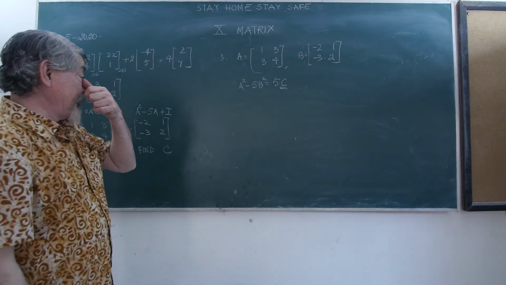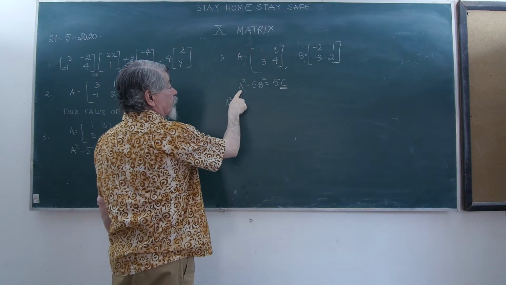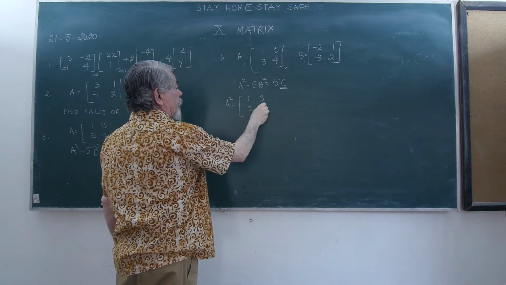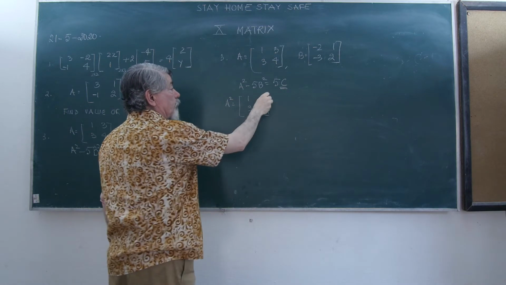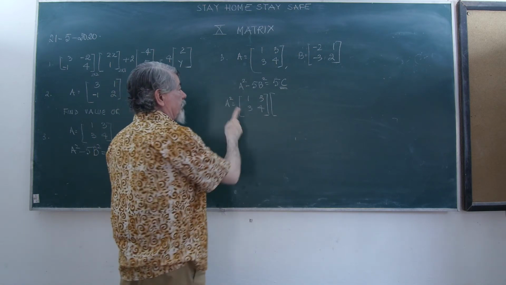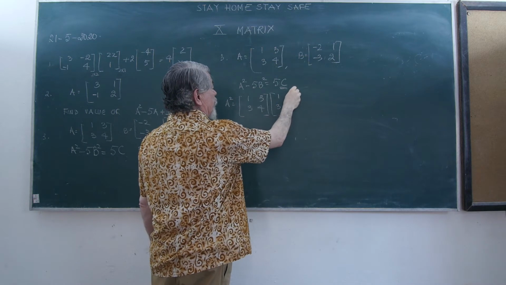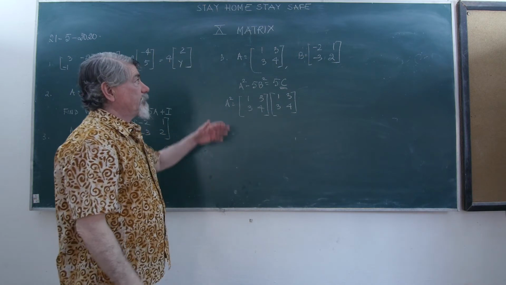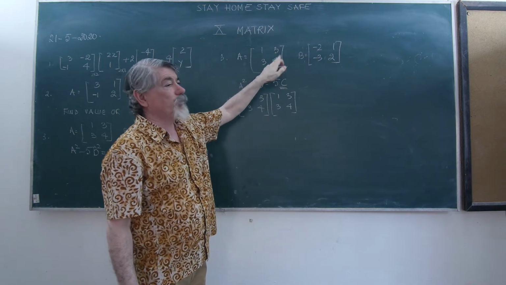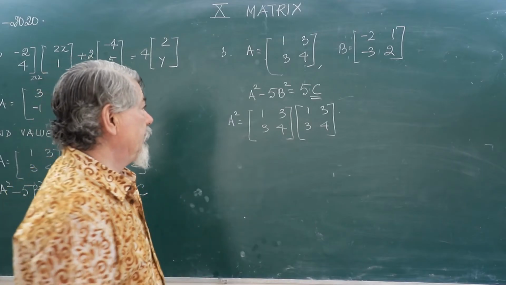So let us calculate first of all A square, as we have to calculate A square. So 1, 3, 3, 4. Some of you will do A square means square each term. Please don't do that. A square means A into A. You have to multiply A with A. Otherwise, some of the children will take the square of 1, square of 3, square of 3, square of 4 and say A square. No. A square means A into A.